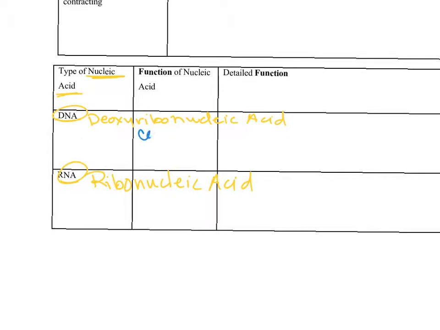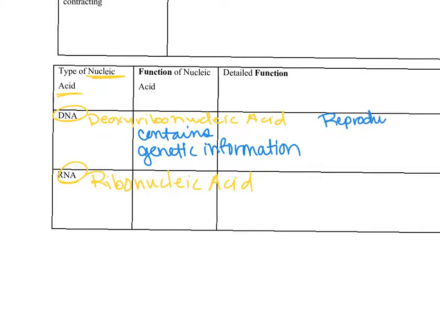It contains genetic information. All of your genes are found in your DNA. So when reproduction occurs and you have genetic information passed on, that goes genetic information, DNA, half from mom, half from dad. Your genes are half from mom, half from dad. So genetic info gets passed on.